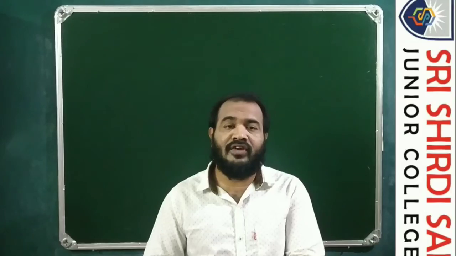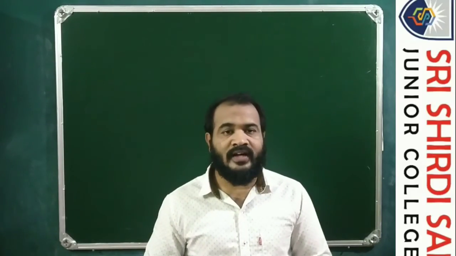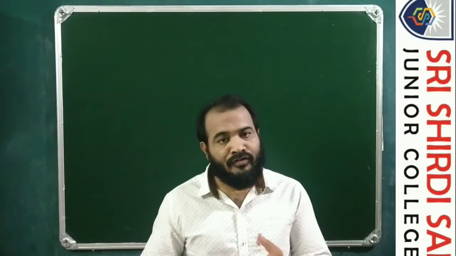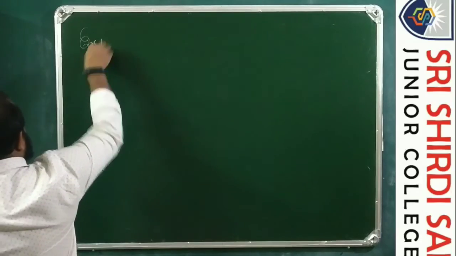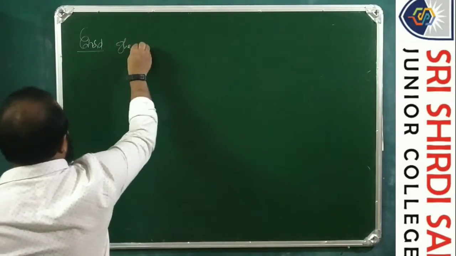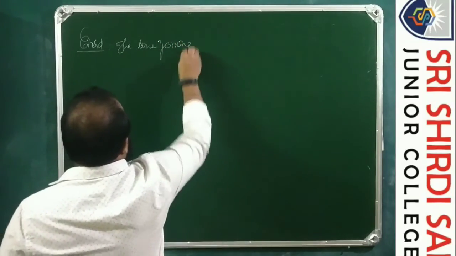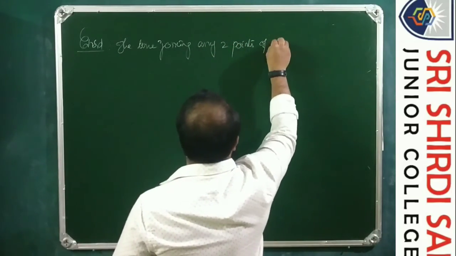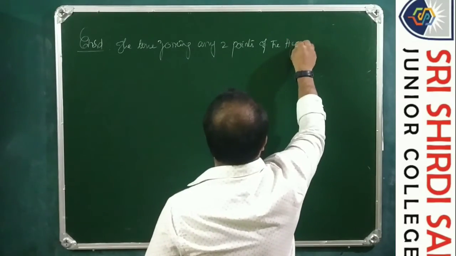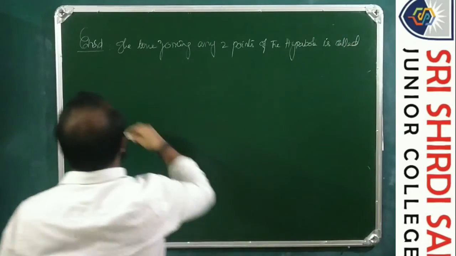Whatever terms we discussed before in the chapter on the ellipse, what I mean is chord, focal chord, double ordinate, length of the latus rectum, etc., will be applicable here also. So, the chord is nothing but the line joining any 2 points of the hyperbola is called a chord.